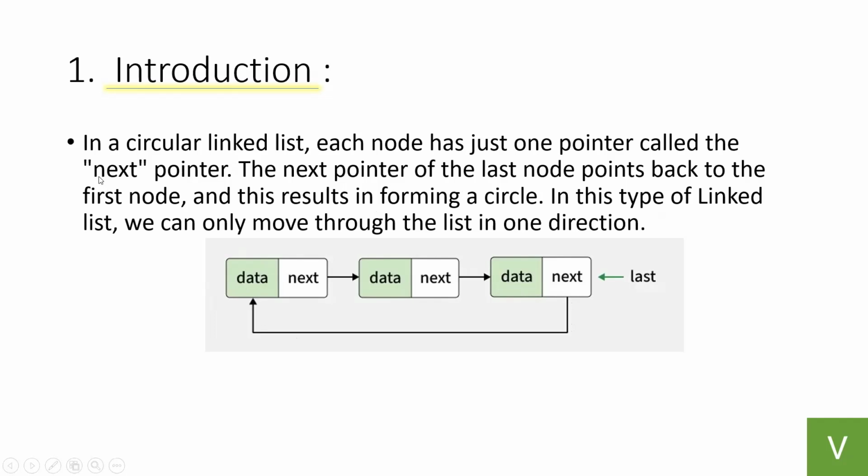Now let us see the definition of circular linked list. In a circular linked list, each node has just one pointer called the next pointer. The next pointer of the last node points back to the first node, and this results in forming a circle. In this type of linked list, we can only move through the list in one direction. So this is the definition of circular linked list.